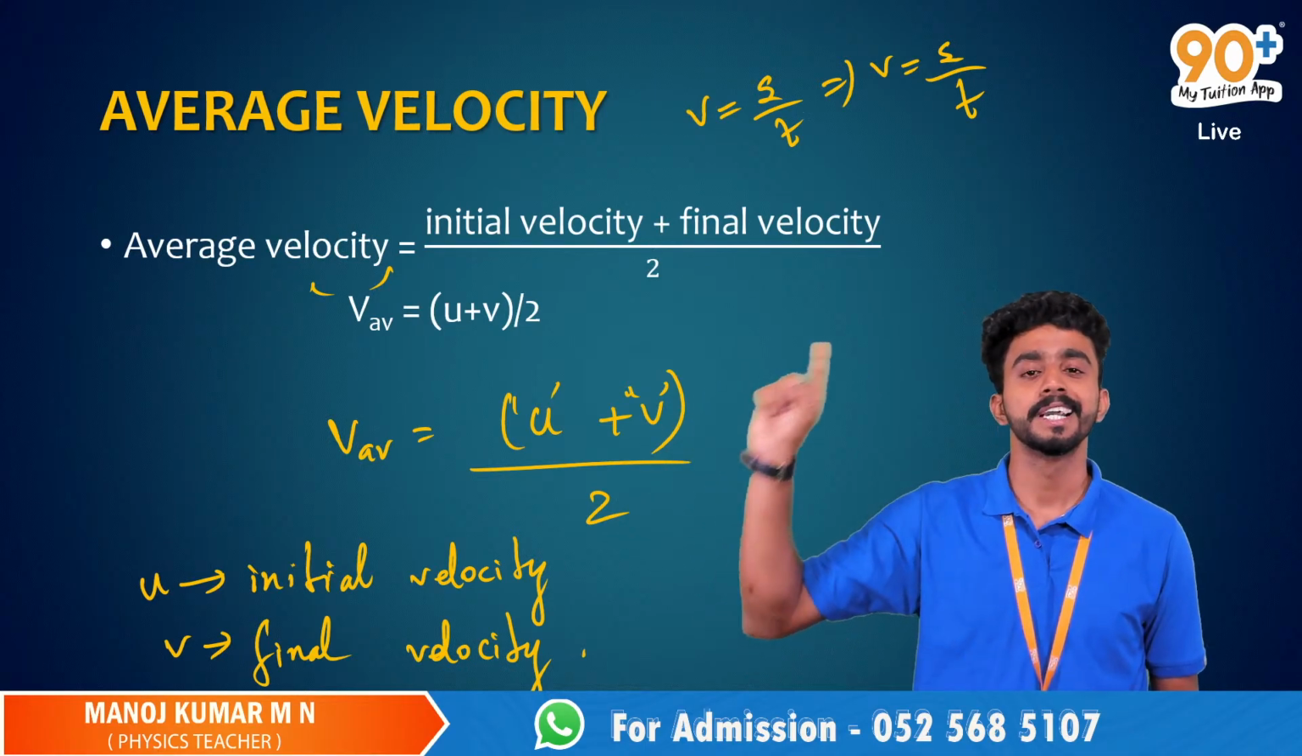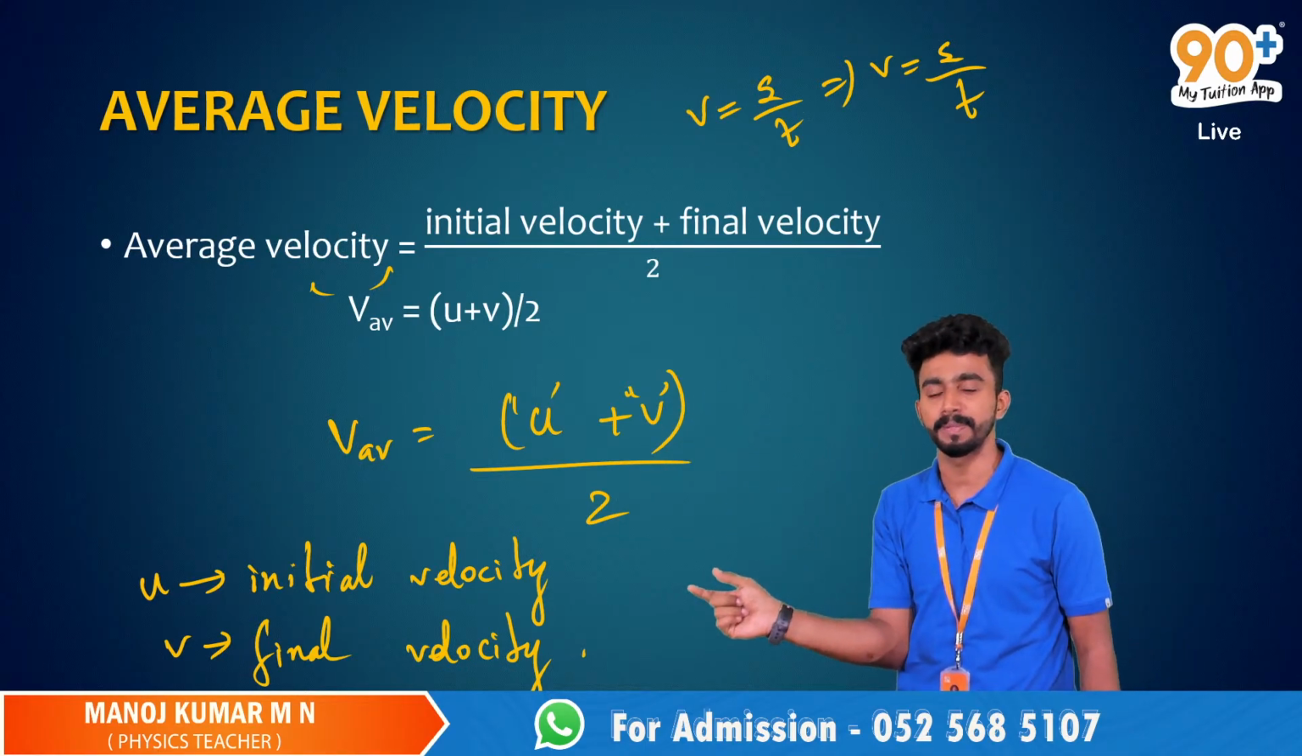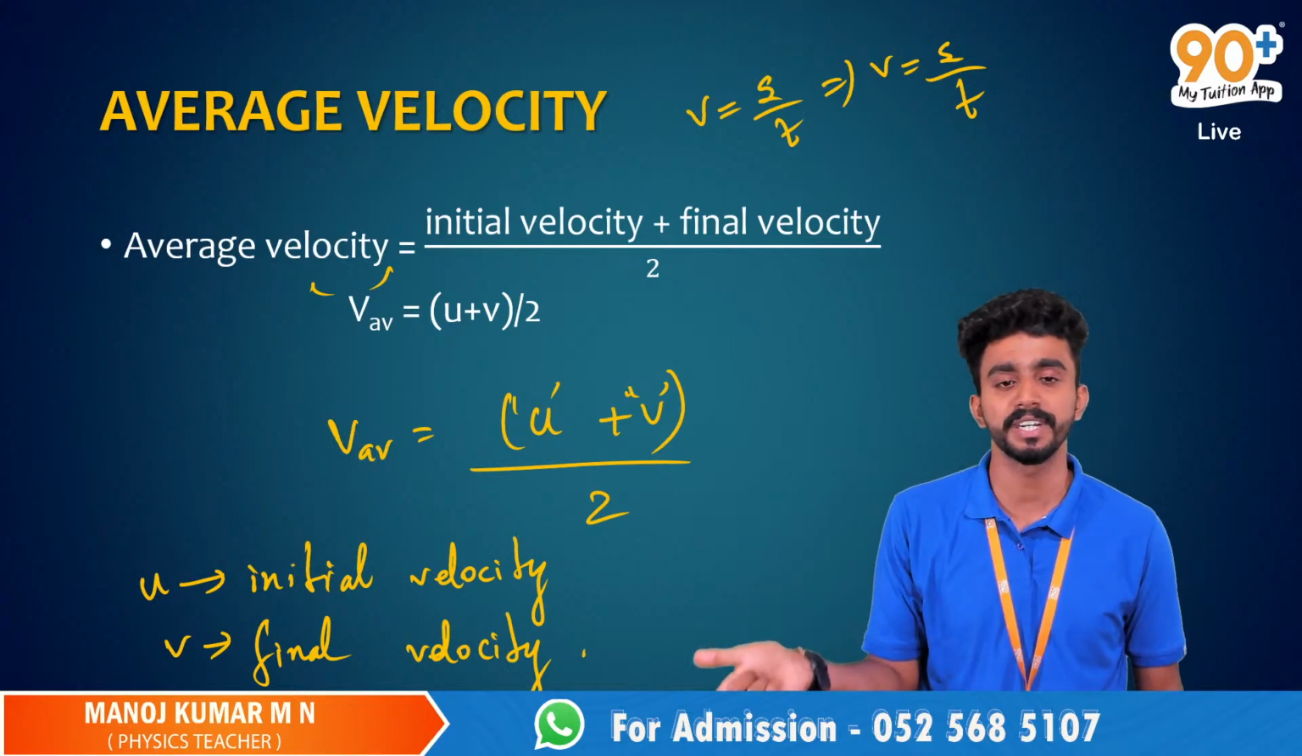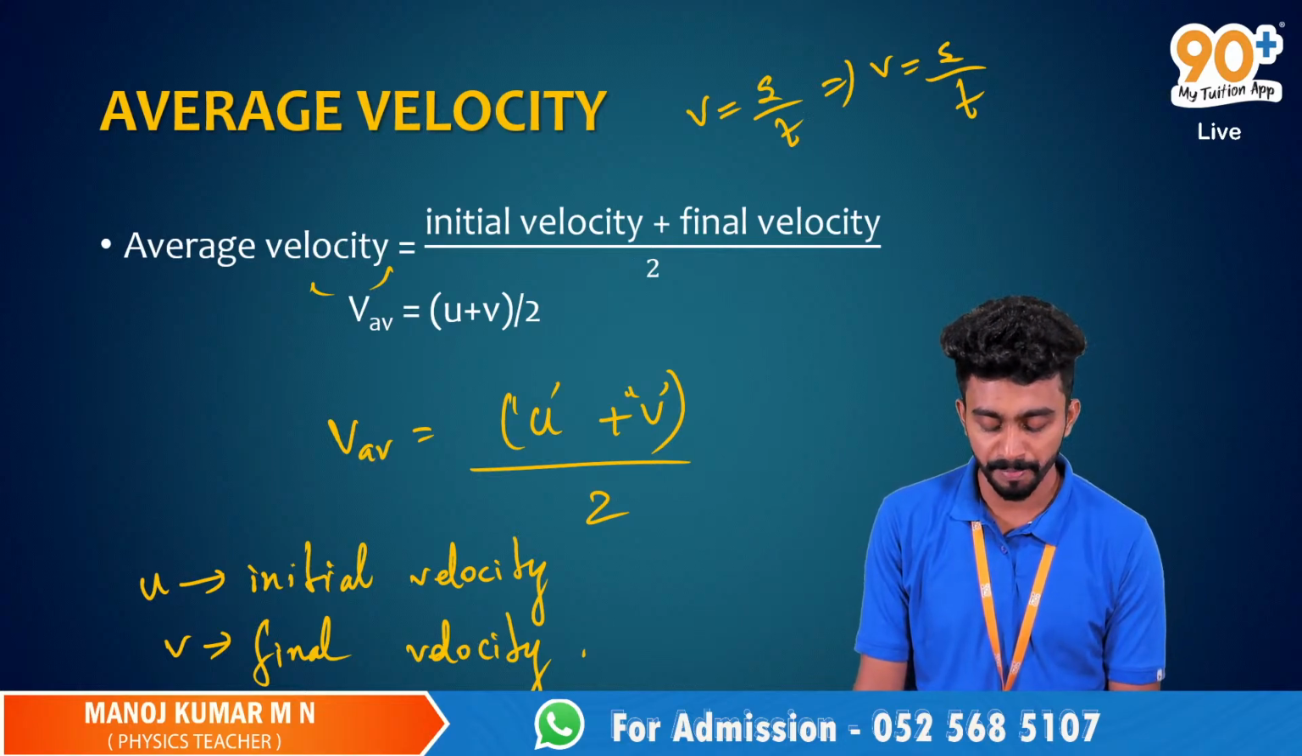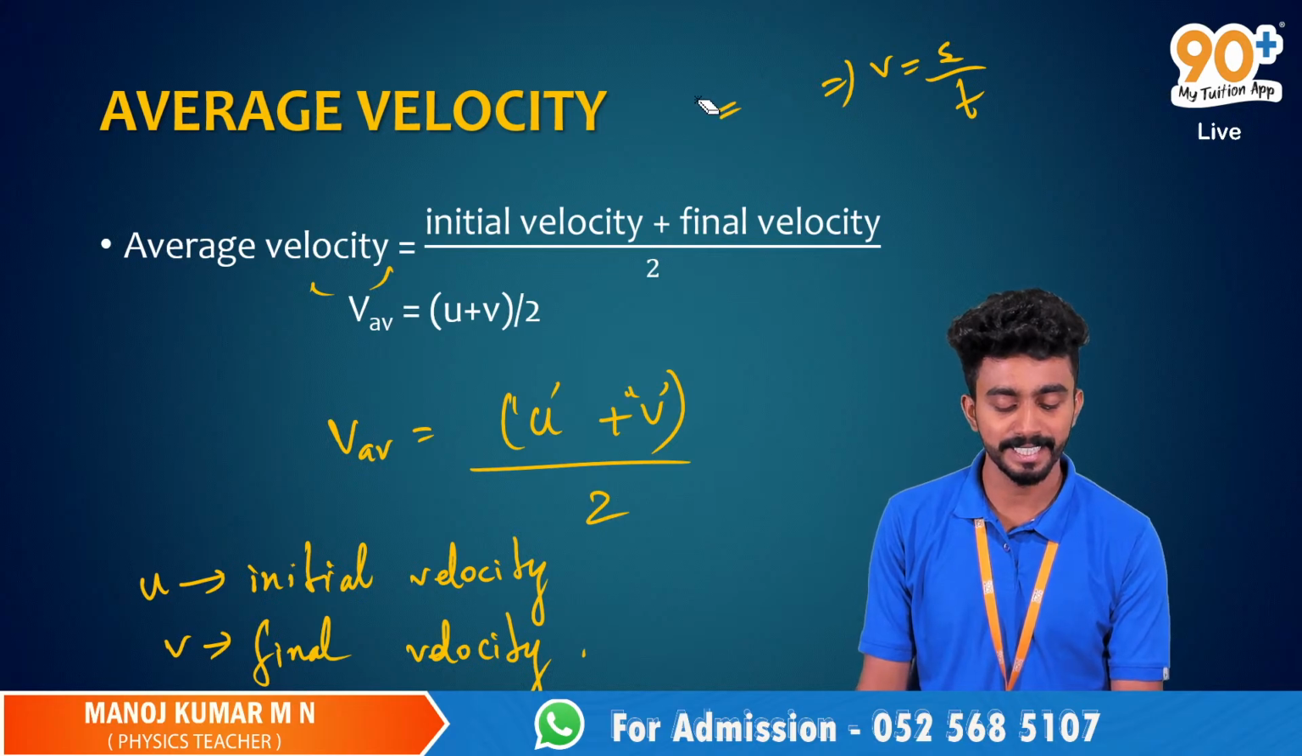It's just because in the case of velocity we will be considering displacement, and in the case of speed we will be considering distance. So for both of them we will be considering S as the distance traveled.